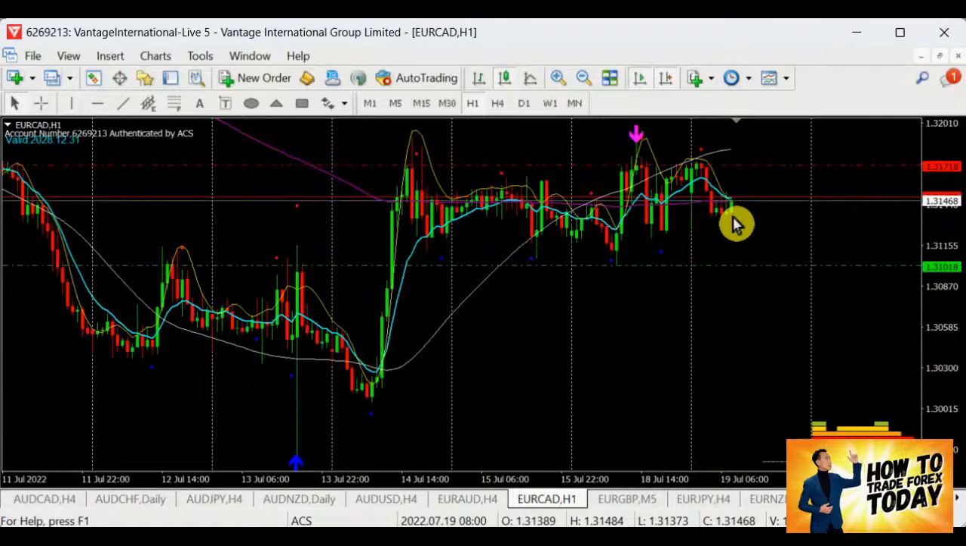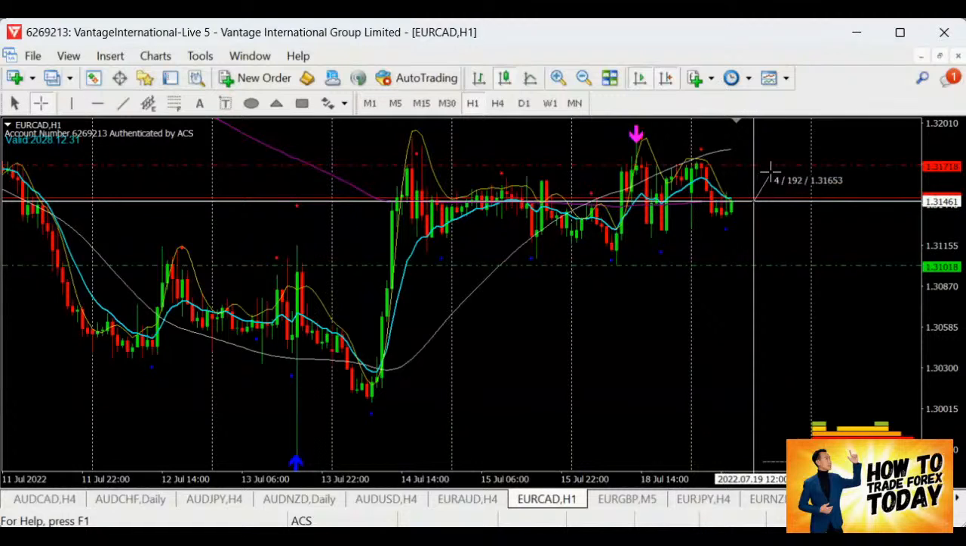It's a sign of buying. It's a sign of buying to where? To test the resistance. Okay. So tentatively, I would say that the buying is still possible to reach the resistance there.